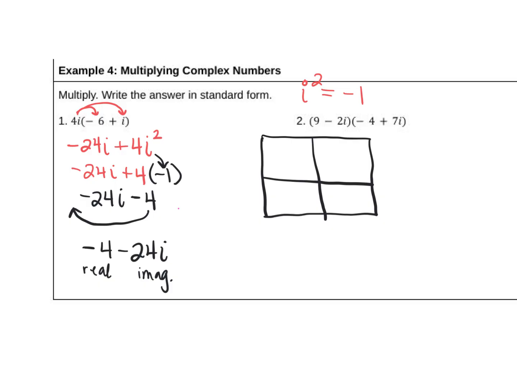Okay, so we can line it up. Remember, it doesn't matter what side you pick. So the first one, I'll just put on the top, 9 and negative 2i. Second one, I put on the side, negative 4 and 7i. Okay, what's 9 times negative 4? Negative 36.